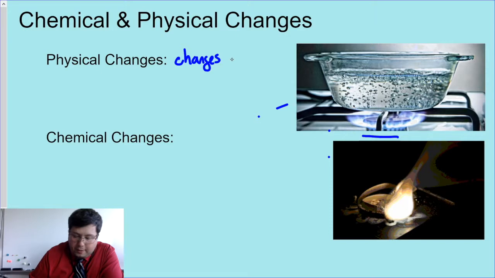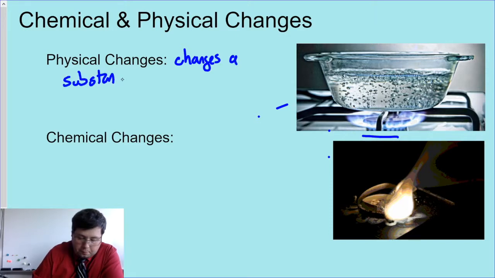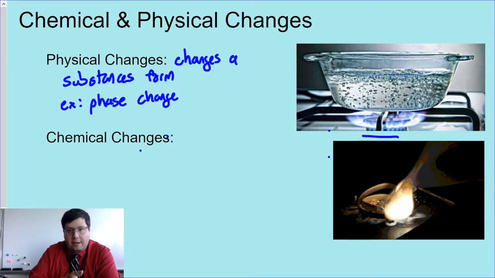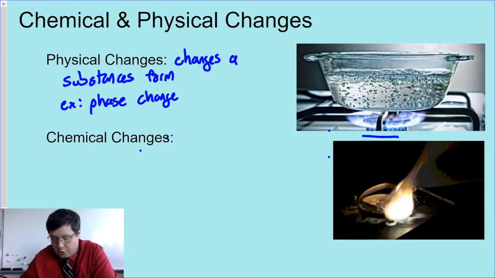similar to a physical property, changes a substance's form. So one example of that being any phase change. Whether it's freezing, melting, boiling, condensing, any of those changes are going to involve a physical property. In this case, we're observing the water's boiling point. So a physical property accompanies a physical change.